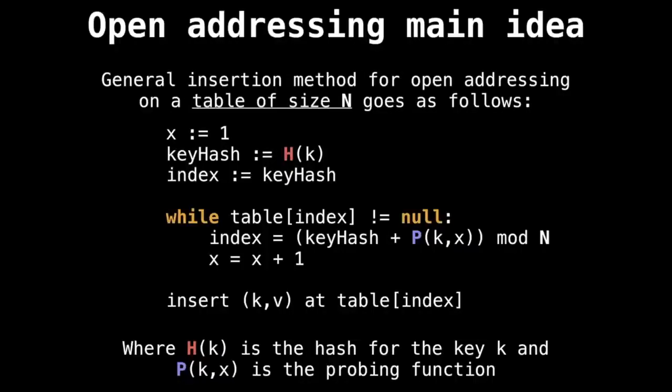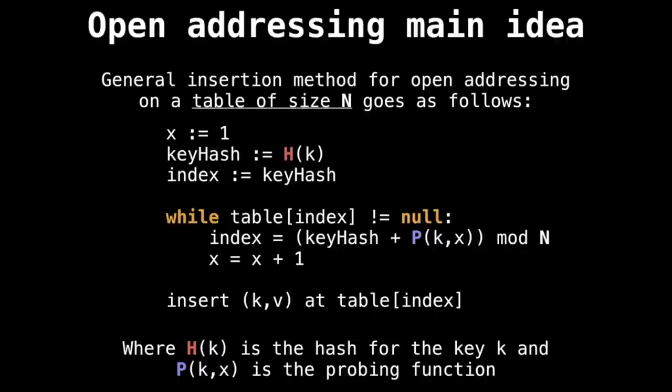Alright, so here's a general insertion method for open addressing. Suppose we have a table of size n, and here's how the algorithm goes. First, we initialize x to be 1. So x is a variable that we're going to use for the probing. And we're going to increment x each time we fail to hit a free position. Then we get the key hash just by hashing our key, and that is actually going to be the index where we're going to look in the table first.